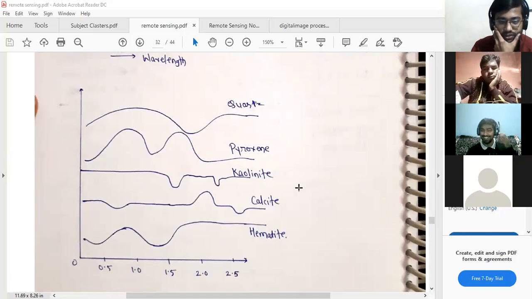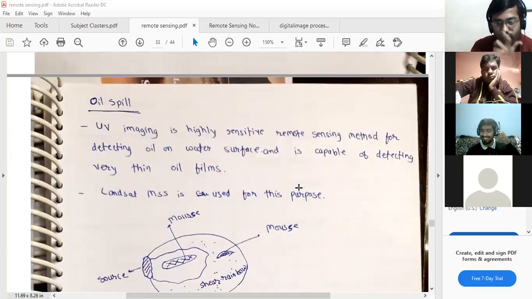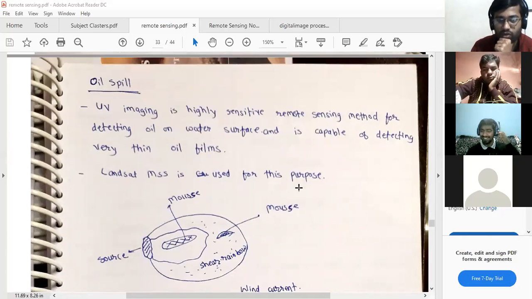Okay, so this is reflectance of rocks. Now we have one very interesting phenomenon of oil spills. Okay, you know the majority of the oil transportation, where does it happen from? Through seas. Okay, now we have started transportation through the rivers. What's that? Haldia port, from the Haldia port.